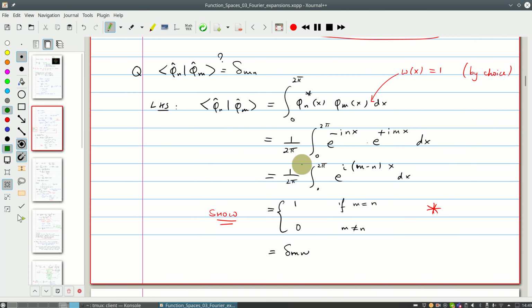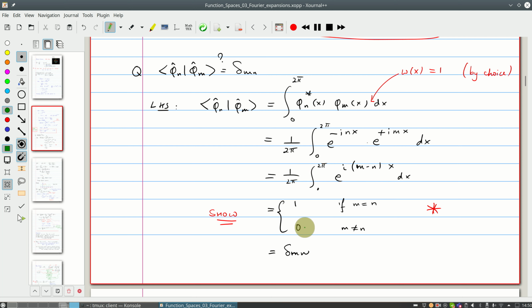Alright, so this is simply 1 over 2 pi, the integral from 0 to 2 pi of e to the minus i n x, e to the plus i m x, dx. And that can be simplified to 1 over 2 pi, the integral 0 to 2 pi of e to the i (m minus n) x dx. And I'd like you to show that this is equal to 1 if m is equal to n. I think that's pretty easy to see. If m is equal to n, then this exponential is just 1. So the integral of 1 from 0 to 2 pi is 2 pi, divided by 2 pi. That gives you a 1.